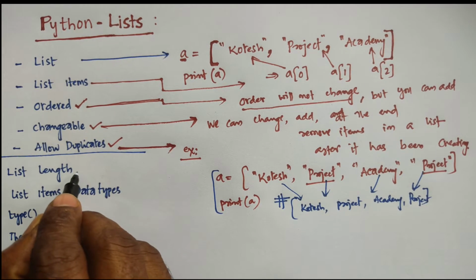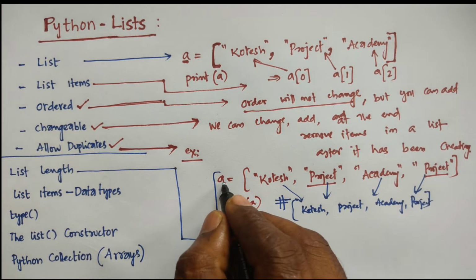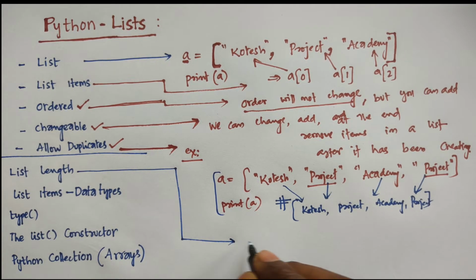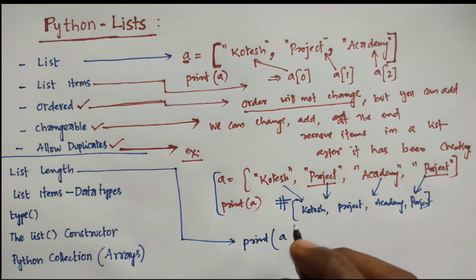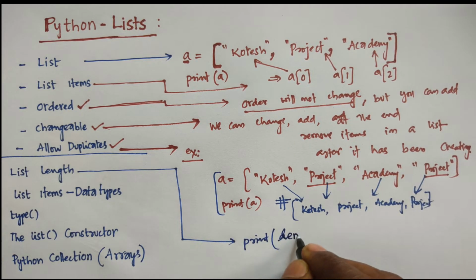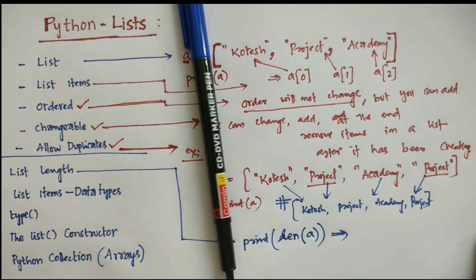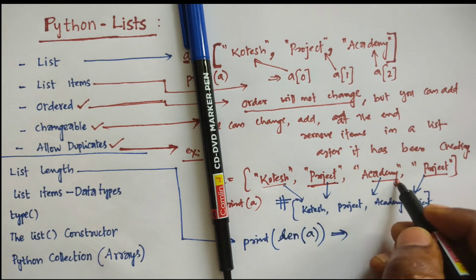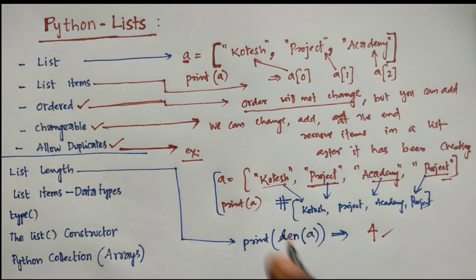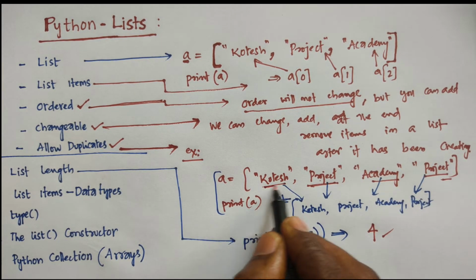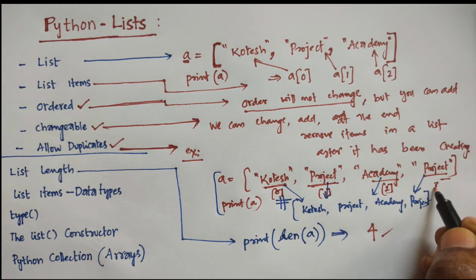Next, I am talking about list length. For example, you have a list, then you can write print of len of a, and you will get how many items it has. You will get that all items are 4, that is the result 1, 2, 3, 4. But the positions are a of 0, a of 1, a of 2, a of 3, like that you can display.